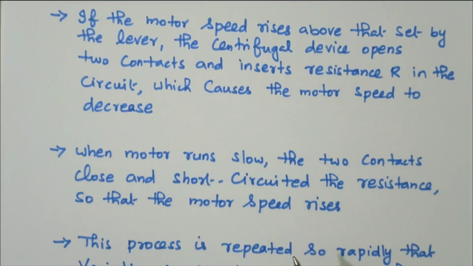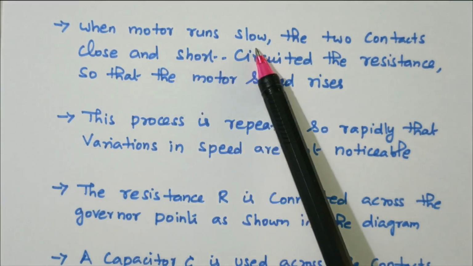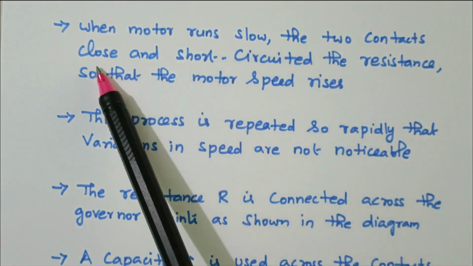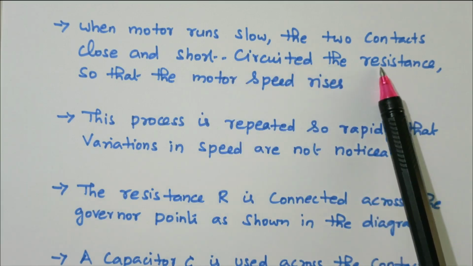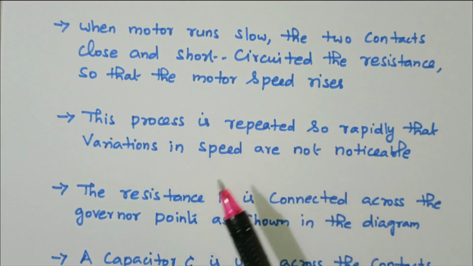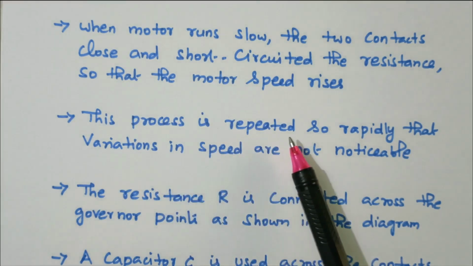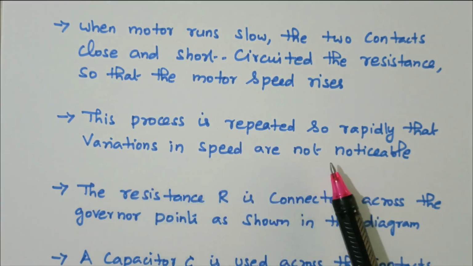In the second case, when the motor runs slow, the two contacts close and short circuit the resistance. If the resistor is short circuited, the current will directly flow to the field winding, so that motor speed will rise. This process is repeated so rapidly that variations in the speed are not noticeable.